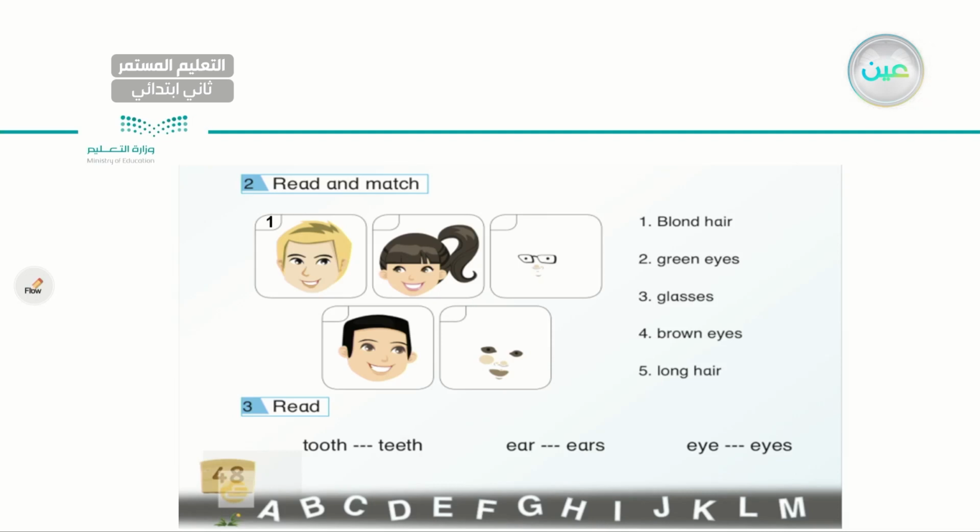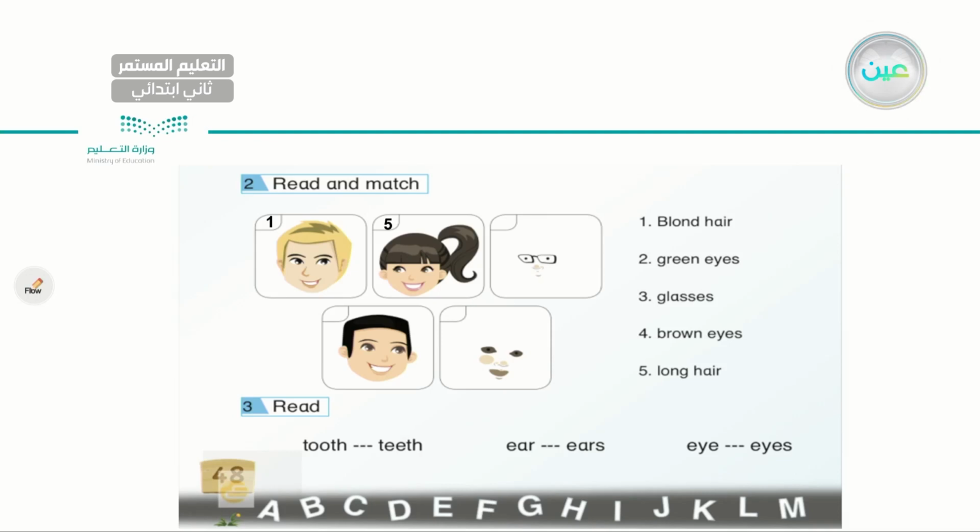Make sure you write number 1 in the correct place. Blonde hair. Then I have green eyes. Green eyes. Very good. Let's start with the long hair. Let's go with the pictures. Follow the pictures. Starting with the blonde hair, then going to the long hair.